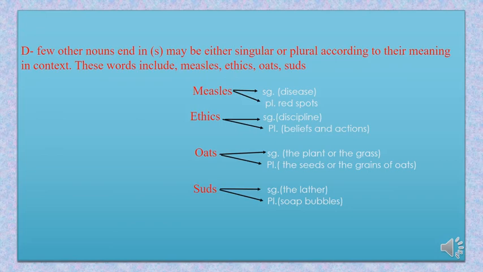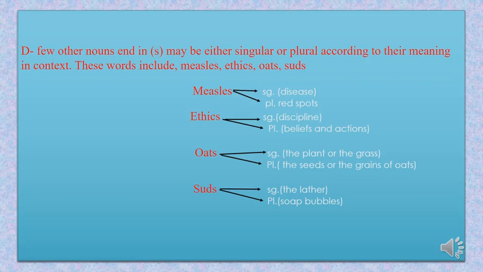The last type of nouns includes nouns that end in S. But these nouns can be singular or plural according to their meaning in context. Although these nouns end in S, and they always end in S, they can be singular and they can be plural at the same time. How can I know that this noun is singular or plural? In fact, the meaning is different between the singular form and the plural form.